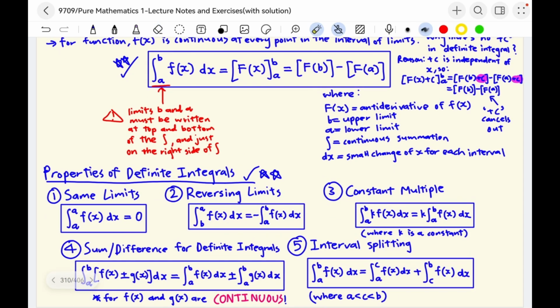Second, reversing limits. The integration from b to a is equal to the negative of the integration from a to b, by swapping the positions of the two limits. Okay?